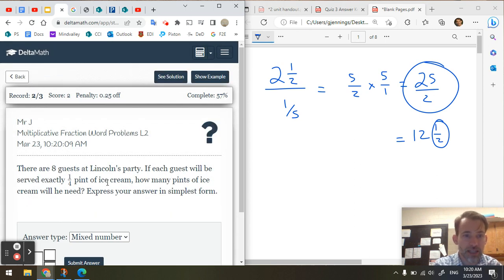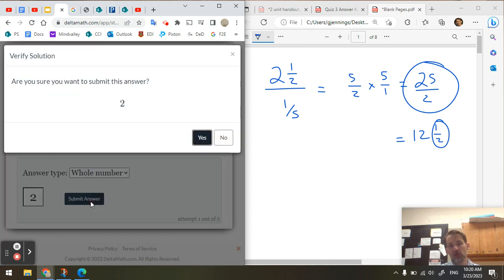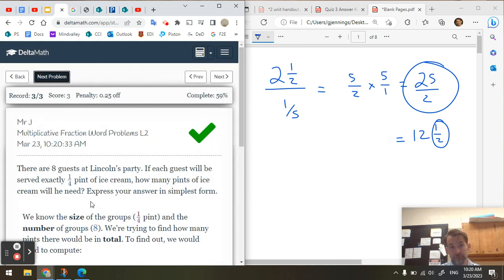Hooray! Next problem. All right, 8 guests at Lincoln's party. If each guest will be served a quarter pint of ice cream, how many pints of ice cream will be needed? Well, here we multiply. So I'm going to multiply 8 guests times a quarter pint each, gives me 2 pints. And so I don't need a mixed number. A whole number is fine. Please give them 2 pints of ice cream. That will do it. I multiply here.